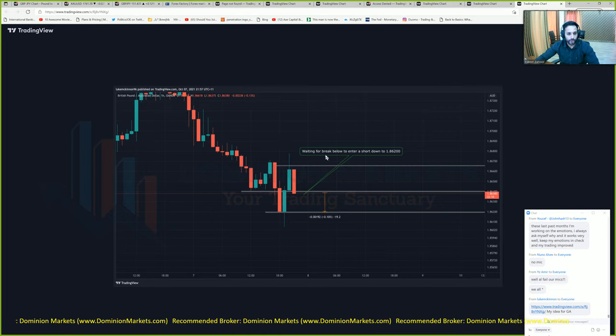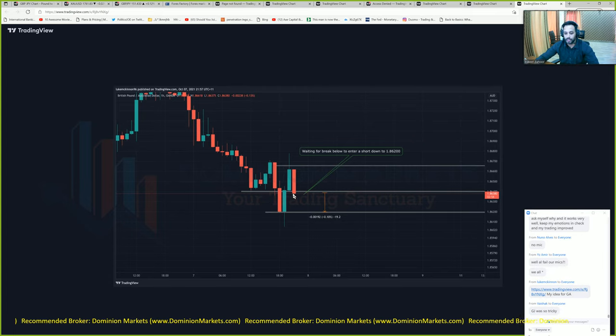GA: wait for a break below, or enter short down to the 19 pip range. Yeah, I guess you can wait for a candle to break and close below this area and then let the next candle continue down. It's pretty good, a 19 pip range over there. With volume, we can potentially continue more bearish.